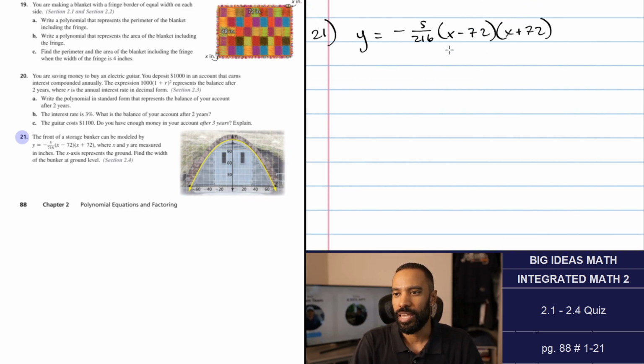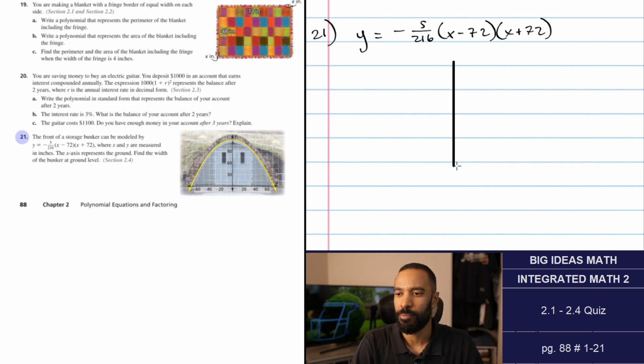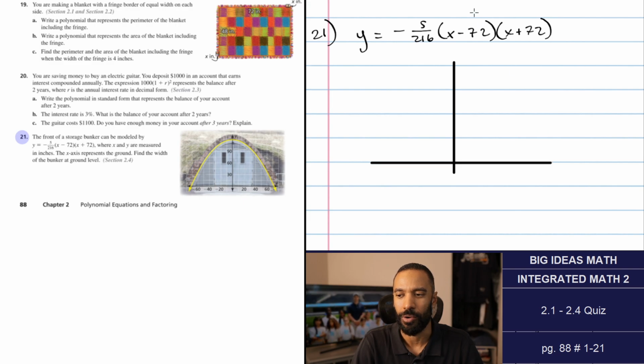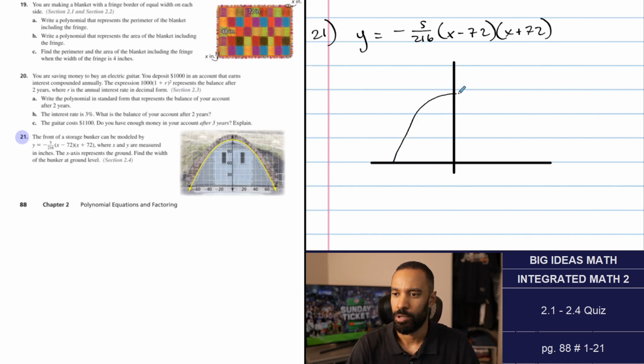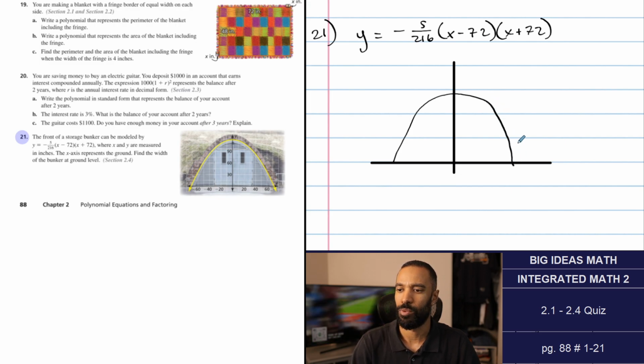Well, I forget if they gave us this much information before, but this is quite a bit of information that they gave us. I guess that's what they gave us. Do I have a parabola tool here? I don't think I do, so this isn't going to be a very good looking parabola. But we have a bunker that kind of looks like that, and we're trying to find this width from here to here.